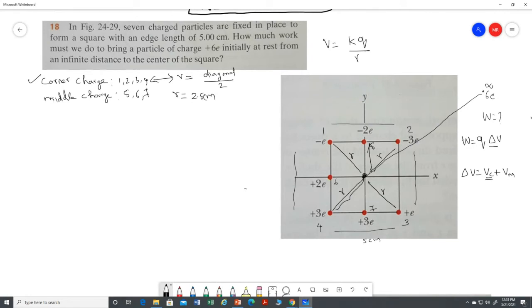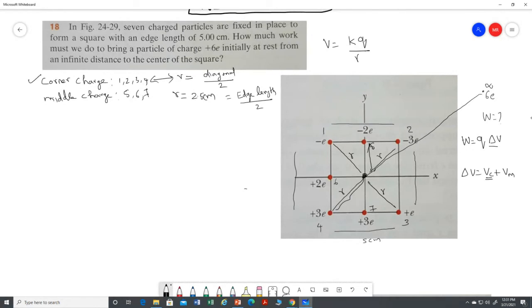Clear? Do you know the difference between the corner and the middle? For the corner charge, the distance from the center to the concerned charge is the diagonal divided by 2. But for the middle charge, it's exactly the edge length divided by 2. Clear? Okay. Let's finish the corner charge.